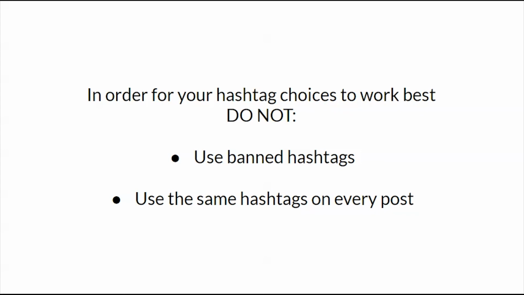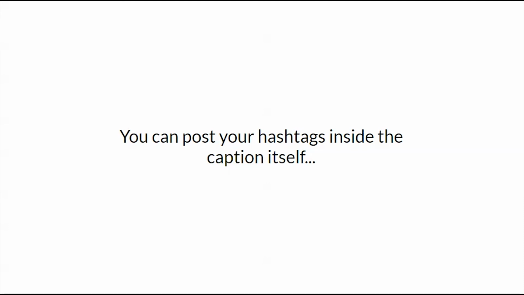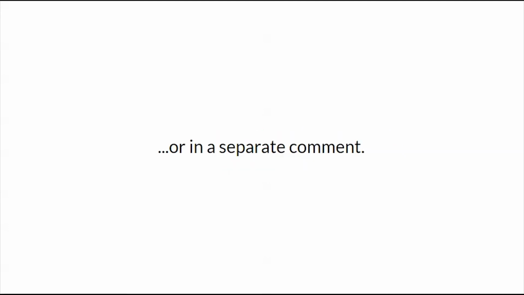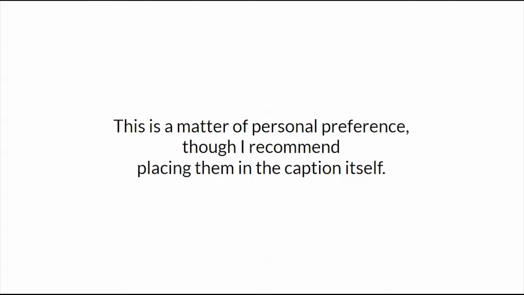So to be clear, for your hashtag choices to work best within the algorithm, do not use banned hashtags, and do not use the same hashtags on every post. There's another point of preference that people tend to go back and forth on, and that choice is either to post your hashtags inside the caption itself or to post them in a separate comment. This is a matter of personal preference, though I recommend placing them in the caption itself. While Instagram has not confirmed this, as an influencer, I've experimented back and forth, and I've talked to other influencers who have also found that posts tend to do better if the hashtags are placed within the caption itself.